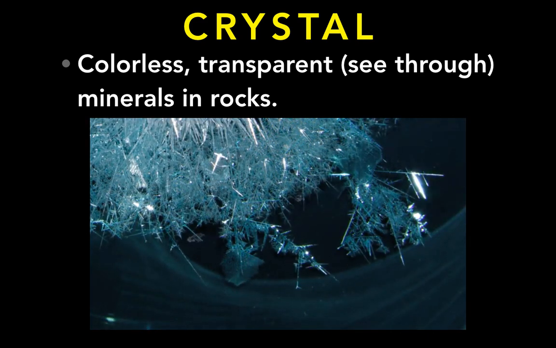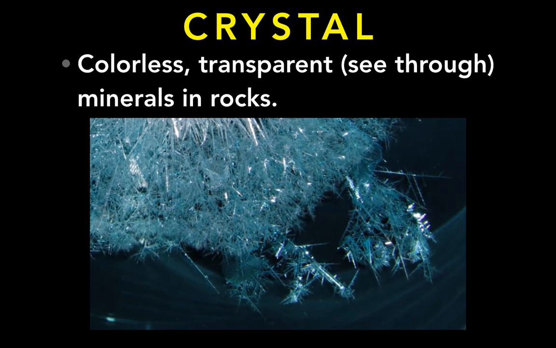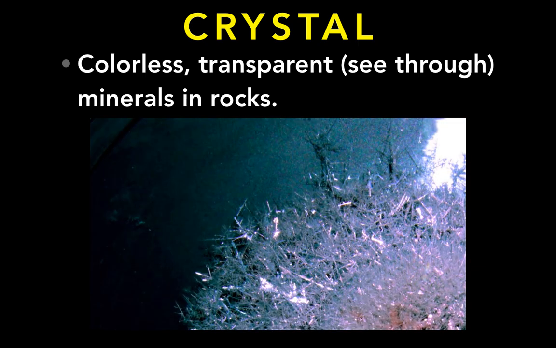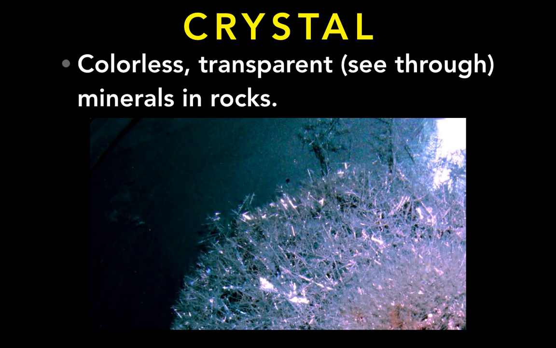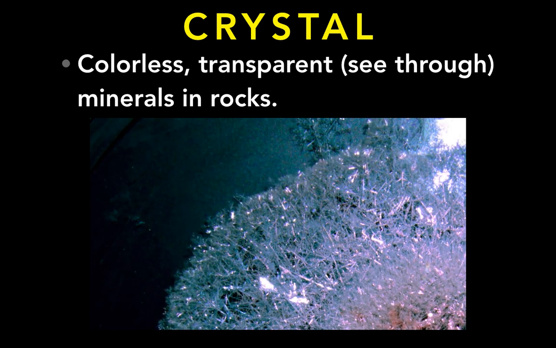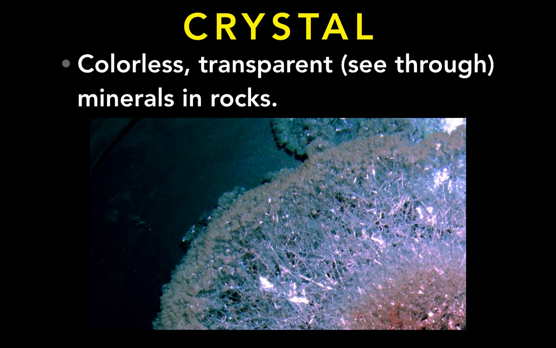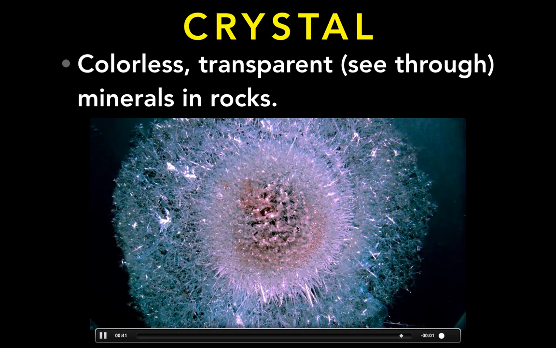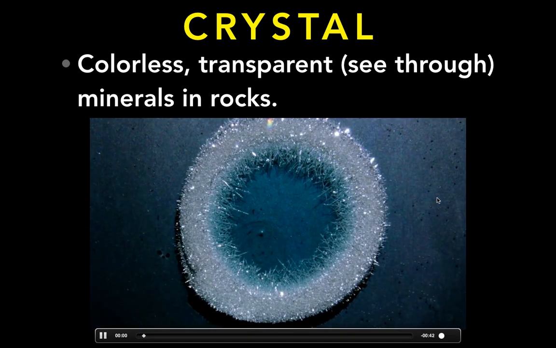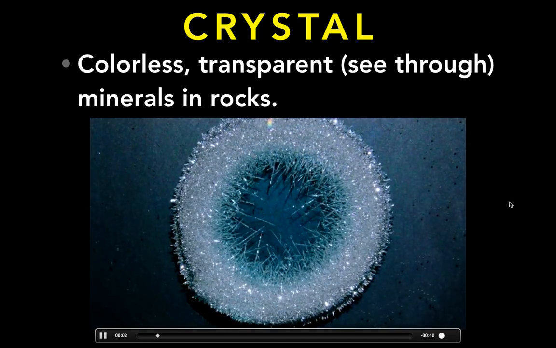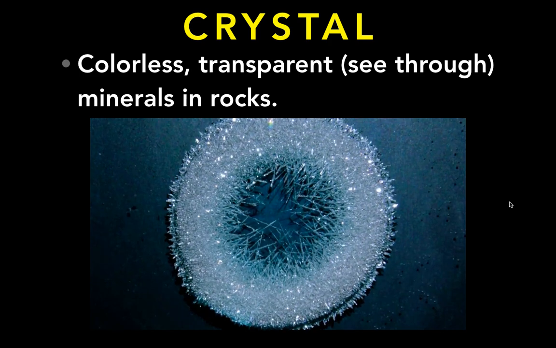Now, crystals can be alone. You can have a rock that's all crystal, or you can have a rock that has crystals kind of inside of it. But basically, how you determine a crystal is can you see light through it. Now, it can have color, like you can see here, this one has kind of an orangish color, but it's still a crystal because you can see light through it, or you can see it reflect the light.